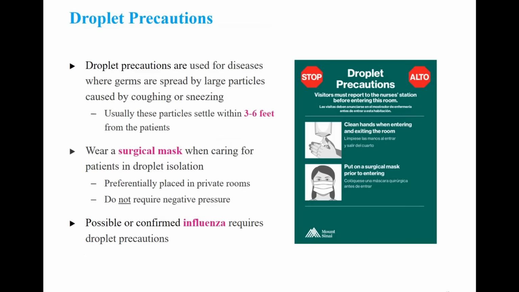Moving on to droplet precautions. Droplet precautions are used for diseases where germs are spread by large particles caused by coughing or sneezing. These particles usually settle within 3 to 6 feet from the patients. We wear a surgical mask when caring for patients on droplet precautions. They are preferentially placed in private rooms, but do not require negative pressure. Possible or confirmed influenza requires droplet precautions. This is an example of our droplet precaution design.